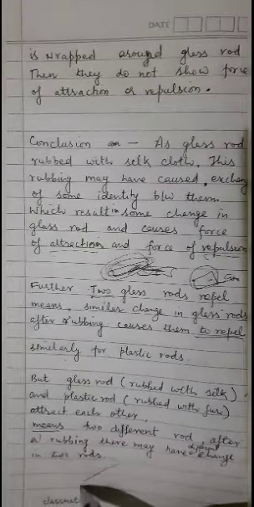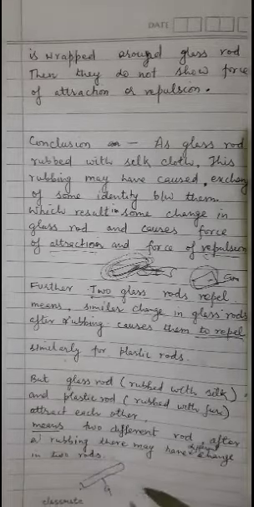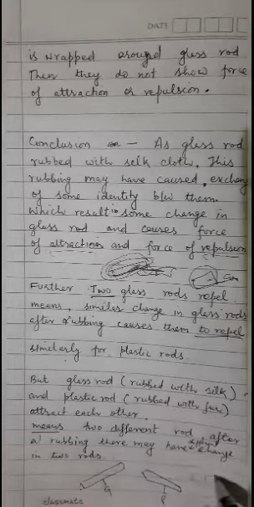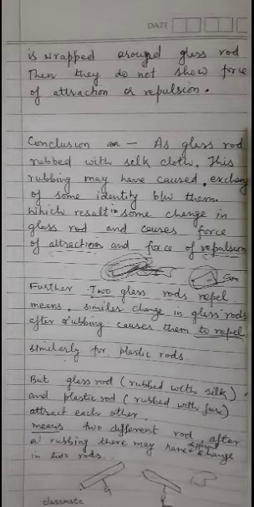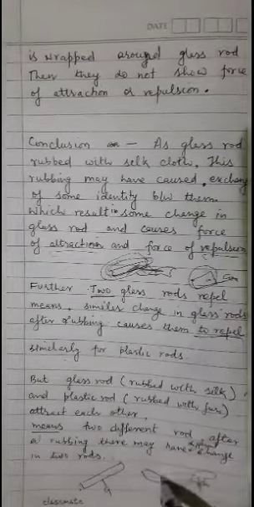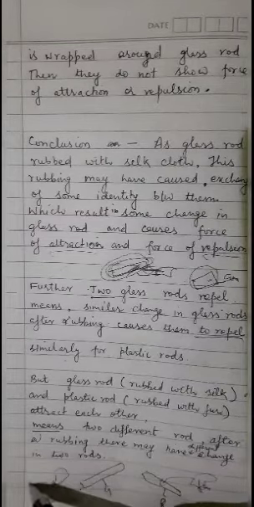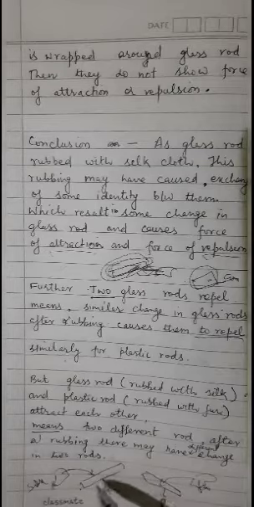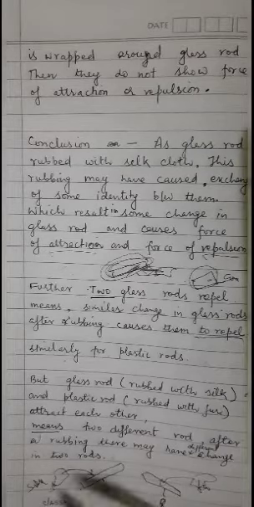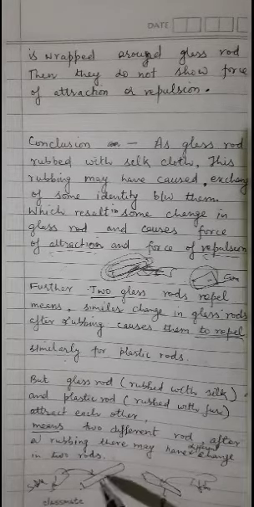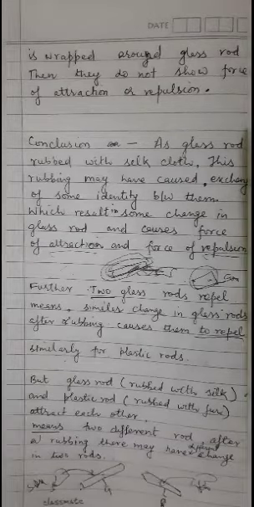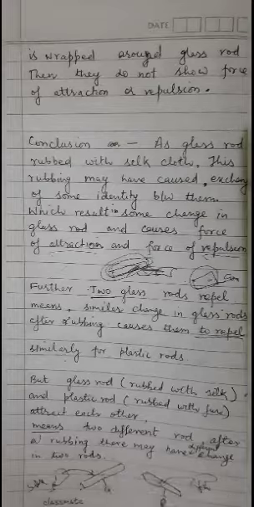Suppose this is your glass rod and this is your plastic rod. If I rub this plastic rod with fur, and this is silk, I rub the glass rod with it. So I'm rubbing different kinds of things with different rods, so there must be some different change happening in these two rods, which may have caused the force of attraction.